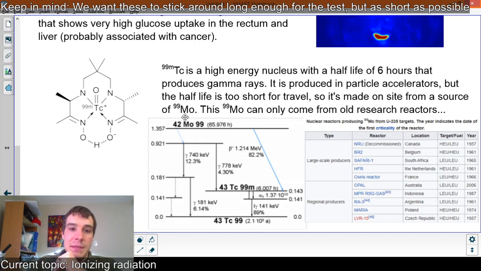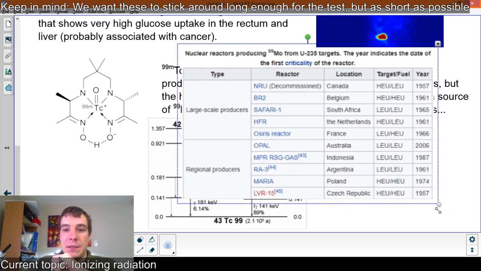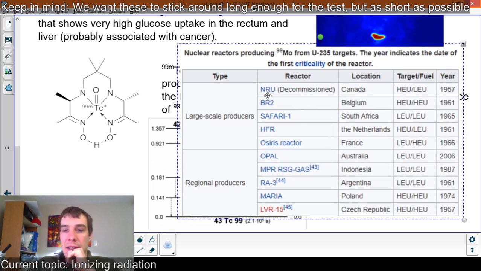The molybdenum from the nuclear reactors, there's a lot of it. Here's a thing from Wikipedia of the different sources, and you can see here that Canada was actually a major source of it for the entire world at one time. But now that's been decommissioned, and we're left with a bunch of other ones. And look at these years. These reactors first started up in like the 60s and 70s. And there's one from 2006, but that only produces for Australia. So yeah, not great.